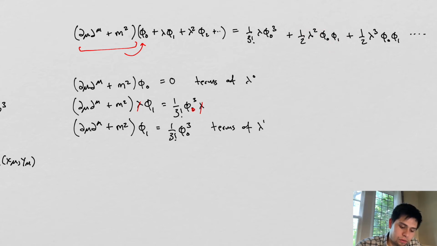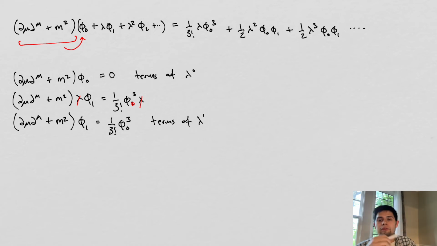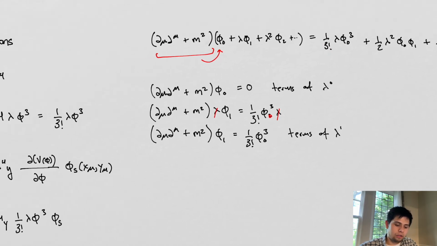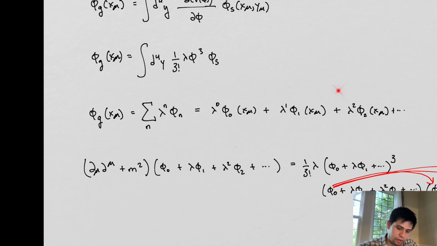And that's on order lambda squared. Then we're going to get the thing of order lambda cubed, and we can build up from there. So we can find out what the solutions are, what all of these are, and then we can add them all up in this way to get our general solution. Okay.